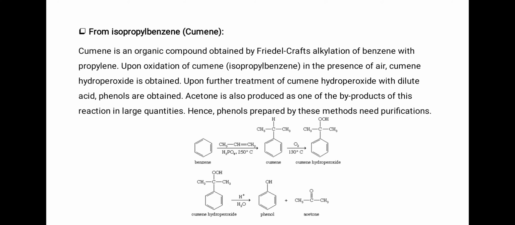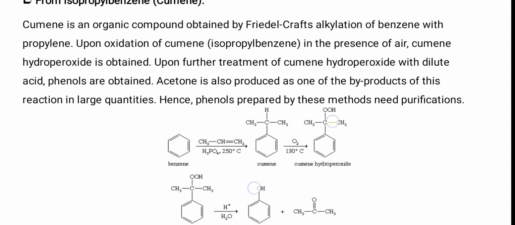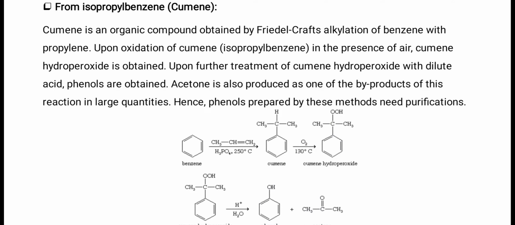The next one is from isopropylbenzene. So isopropylbenzene is commonly known as cumene. What is cumene? Cumene is a compound basically obtained from benzene after the Friedel-Crafts alkylation of it with propylene, right? So in the presence of propylene, benzene gets converted into isopropylbenzene, which is commonly known as cumene. As you can all see in the reaction given below, the very first step is the conversion of benzene into isopropylbenzene, also known as cumene.